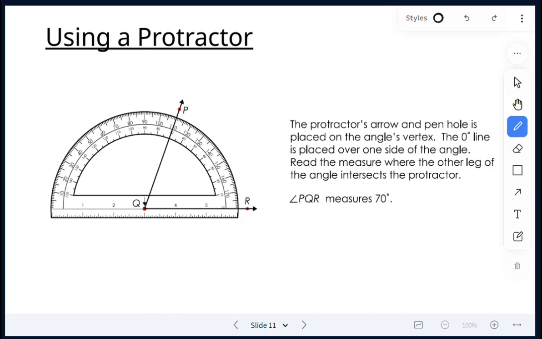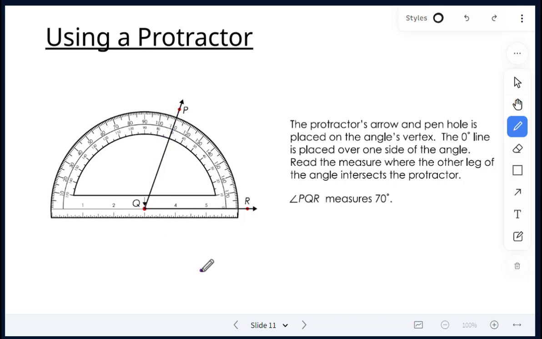All right, so we're looking at using a protractor next. The first thing you would do is there's a little hole here called the pen hole. The protractor's arrow and pen hole is placed on the angle's vertex. And then this here is the 0 degree line, and that's placed over one side of the angle. And then we would read the measure where the other leg of the angle intersects the protractor.